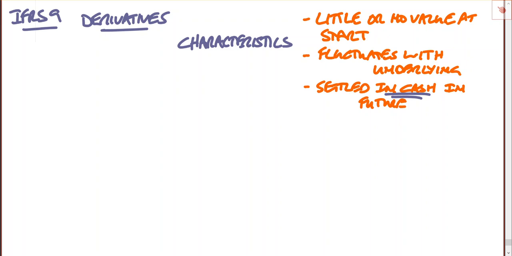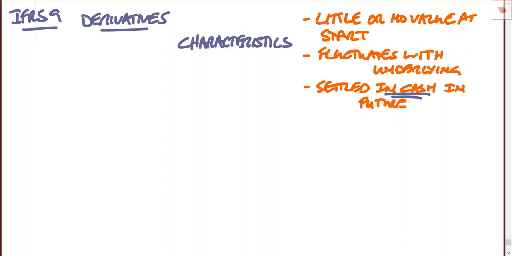So rather than actually getting a physical asset, again, using a future on gold, you're not actually going to get gold at the end. You're essentially making a bet on whether gold is going to go up or go down. So it's going to be settled in cash at the end. That makes it a derivative. If you were actually going to get the gold at the end, it wouldn't be a derivative. It would be an own use contract because you're actually going to get the thing at the end.